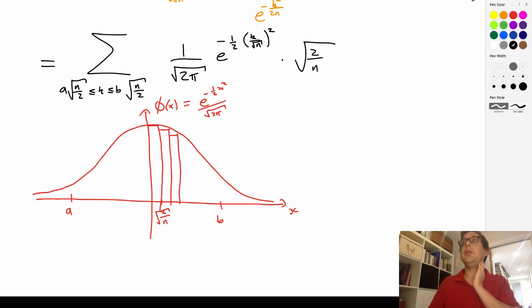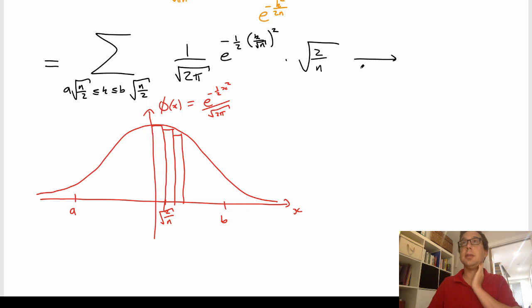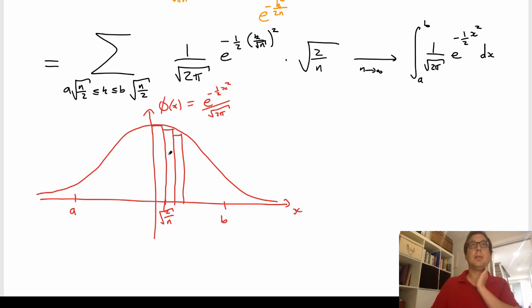So as we let n get larger, this is going to get closer and closer to doing an integral between a and b of this function. Essentially we're approximating the area under this by lots of little rectangles. So we're doing a Riemann integral approximation for this integral over here.